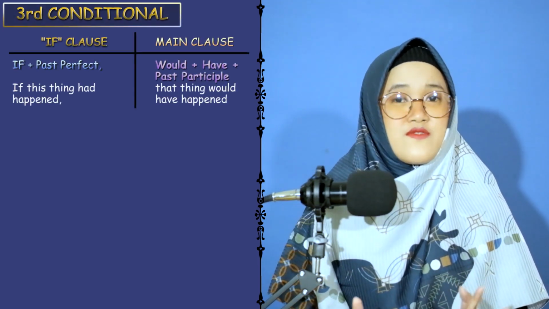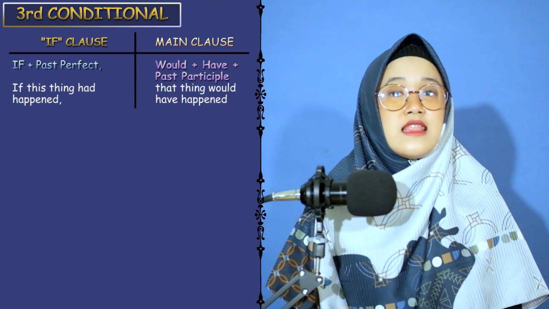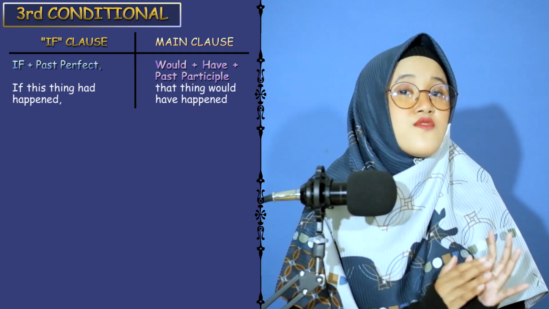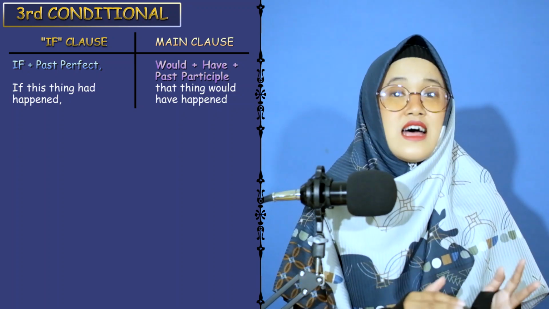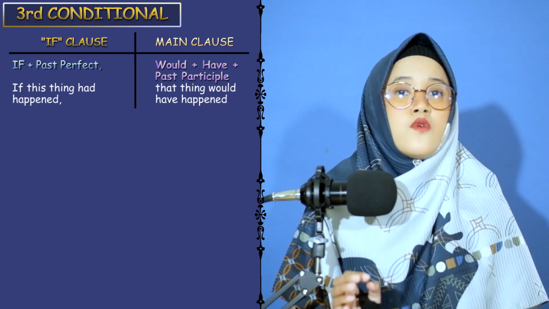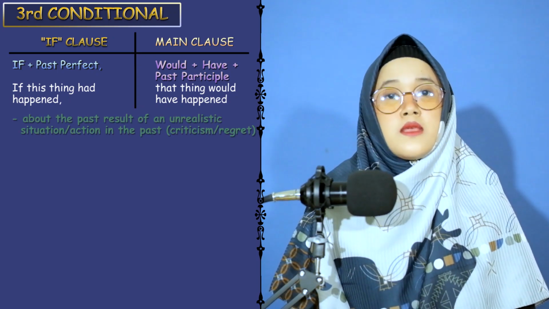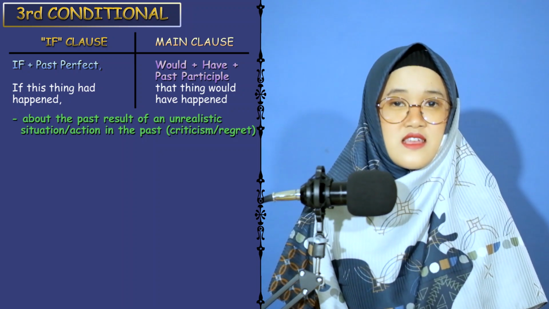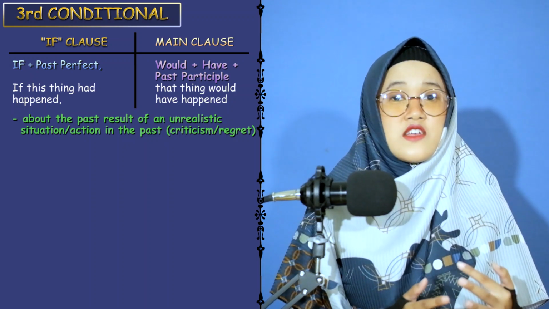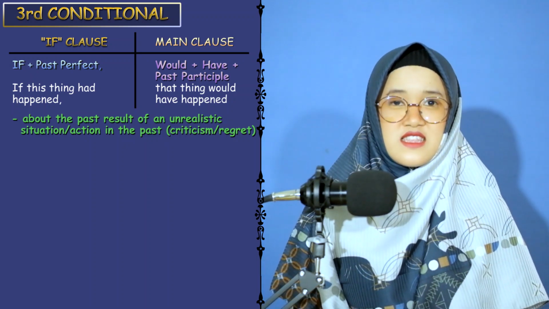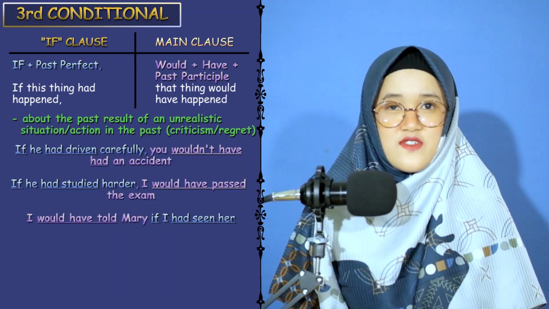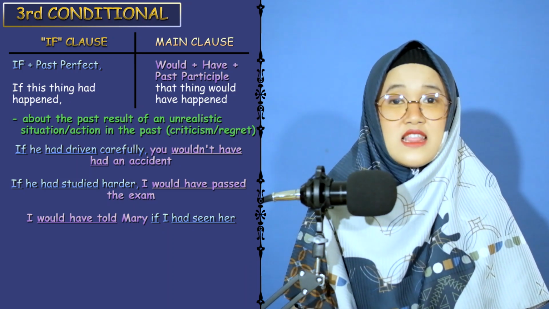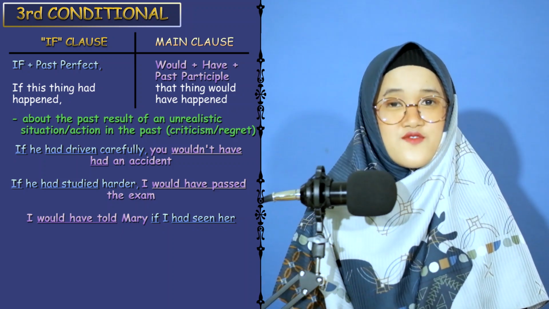We use the past perfect after if and then would have plus past participle in the main clause. So if this thing had happened, that thing would have happened. We use the third conditional to talk about the past result of an unrealistic action or situation in the past. It is often used to express criticism or regret. If you had driven more carefully, you wouldn't have had an accident. But in reality, you had an accident because you didn't drive carefully.